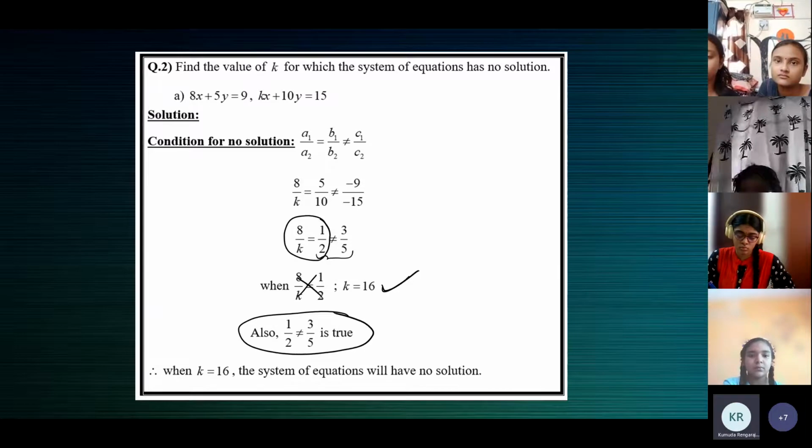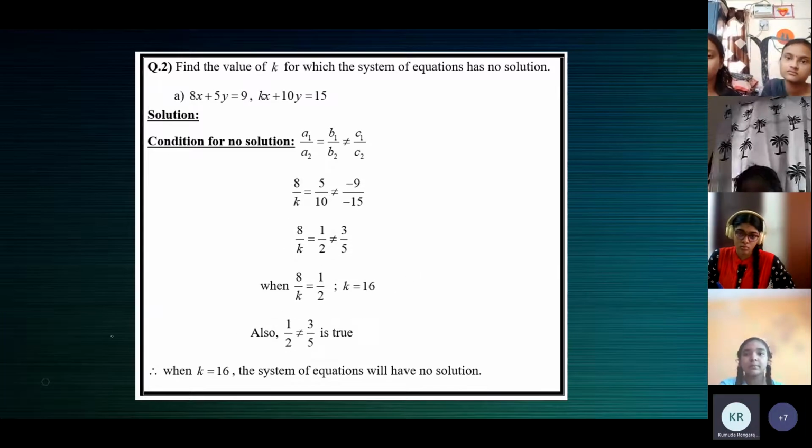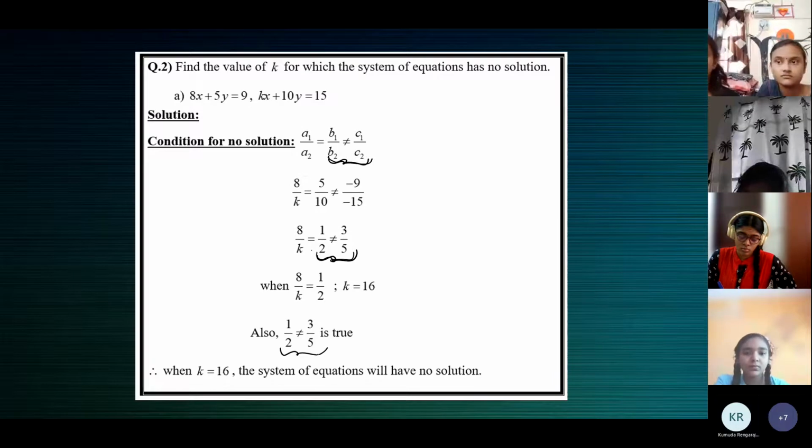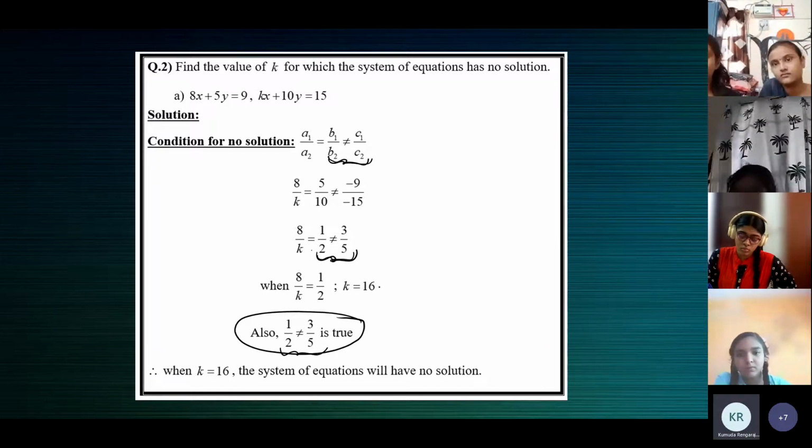Also, you can see these two ratios should not be equal, and they are not equal. B1 by B2 should not be equal to C1 by C2. Yes, half is not equal to 3 by 5. It's true. This one is optional. You don't have to mention this, because they're only asking you the value of k. So when k is 16, the system of equations will have no solution.